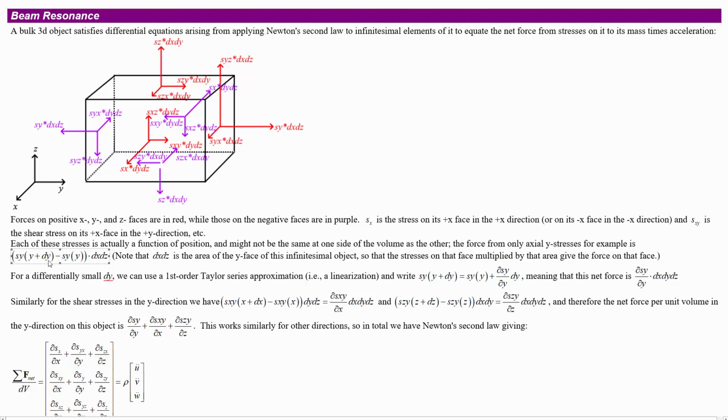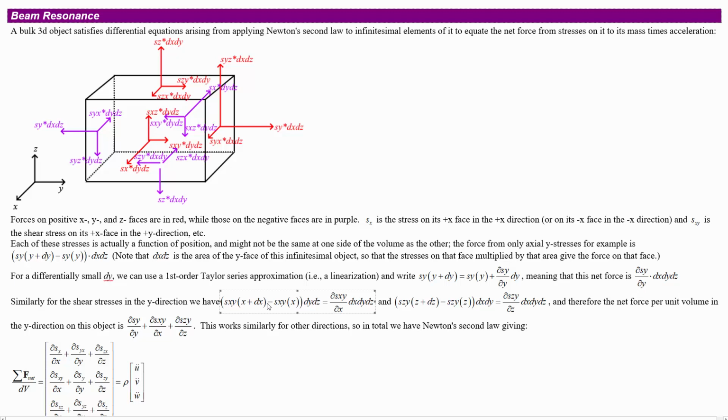We can get rid of most of the terms here by first writing this thing as, not one term, really a two term Taylor series approximation. We'll say that it's Sy at y plus the rate of change of Sy in the y direction times dy. This is evaluated at y as well. When you take this thing, substitute it into there, subtract off this, then you have the net force on the y faces in the y direction is del Sy by del y times dx dy dz, and that's a differential volume element. So this is important.